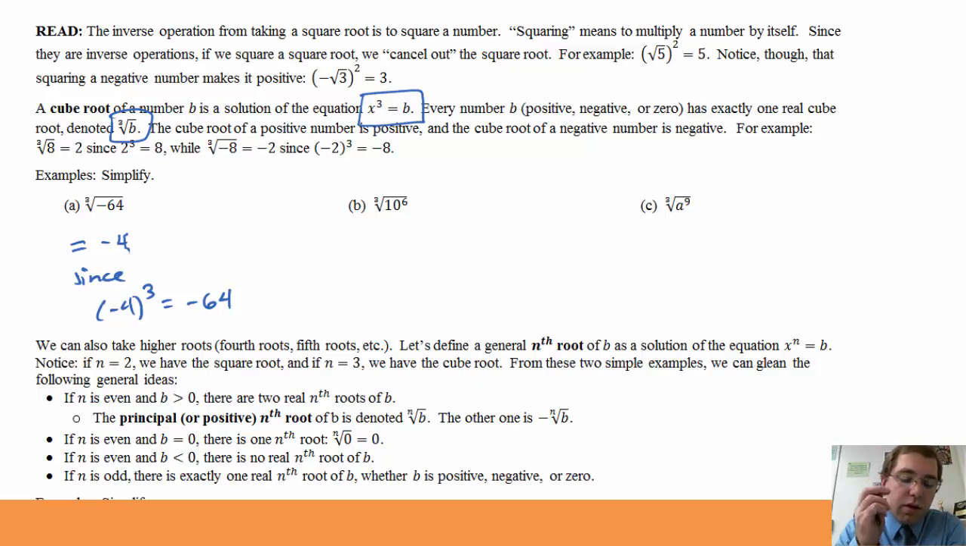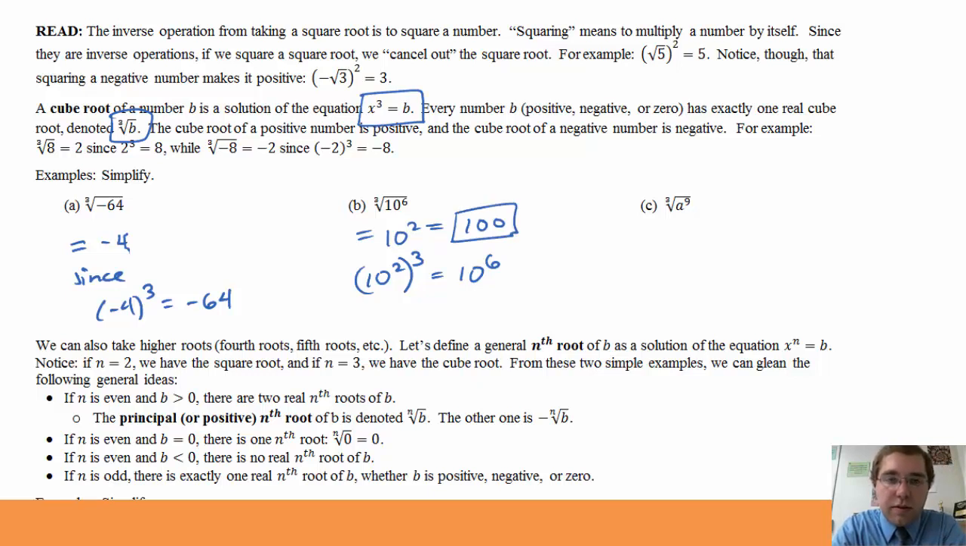Example B, the cube root of 10 to the 6th. So that's going to be 10 squared, because 10 squared to the third power equals 10 to the 6th. So the cube root of 10 to the 6th must be 10 squared. It's what I raised to the third power in order to get 10 to the 6th. So 10 squared is 100. So the cube root of 10 to the 6th is 100. So 100 times 100 times 100 would be 10 to the 6th.